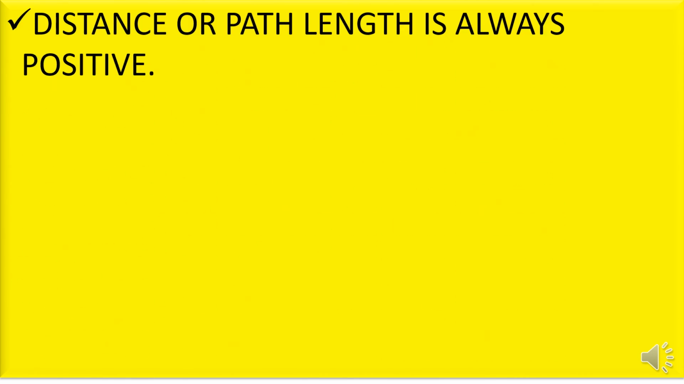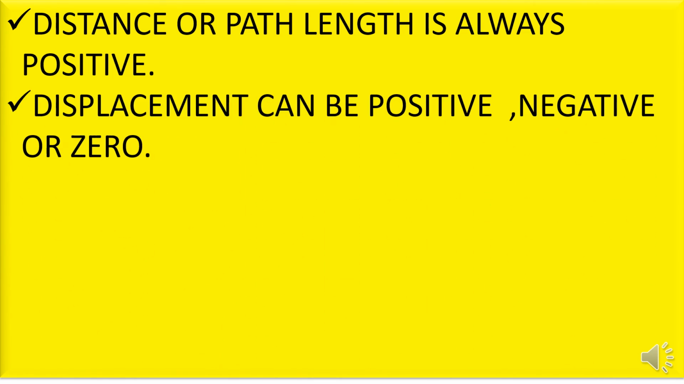Now, few points which you need to remember, that distance or path length is always positive. Distance traveled by a body gives total length of the path of the motion. Fine, so it would always be positive. Second thing, displacement can be positive, negative or 0. How can it be positive, negative or 0? The positive and negative are very clear when you find the formula. And see how it can be 0, that when it comes back to its original, that is the initial position, then it becomes 0.